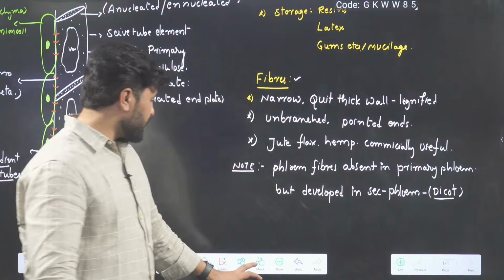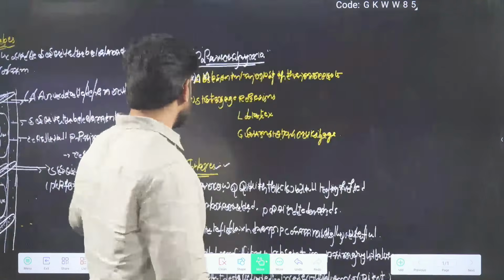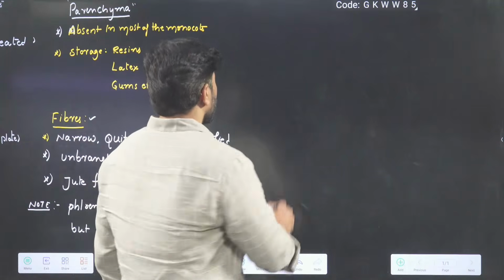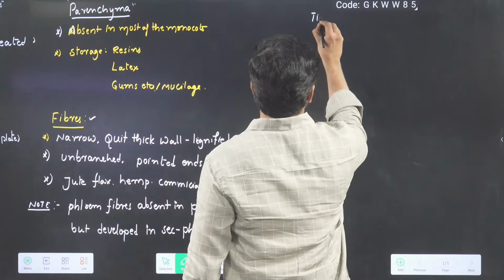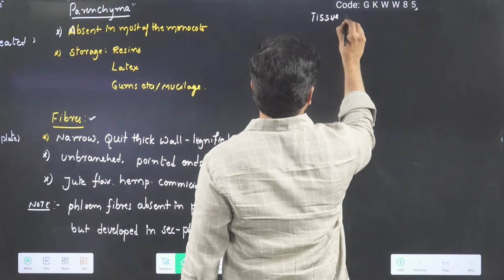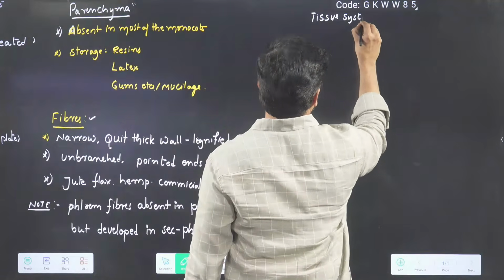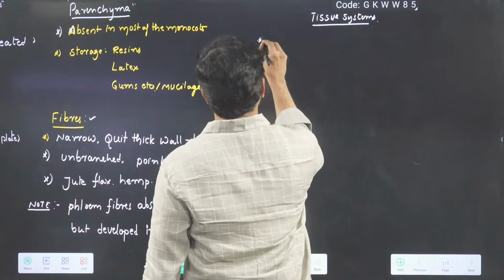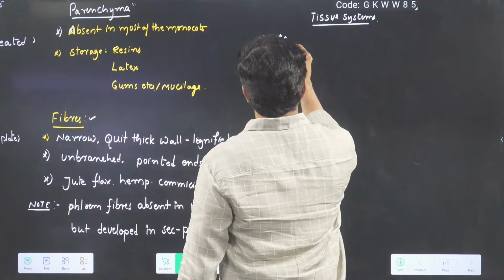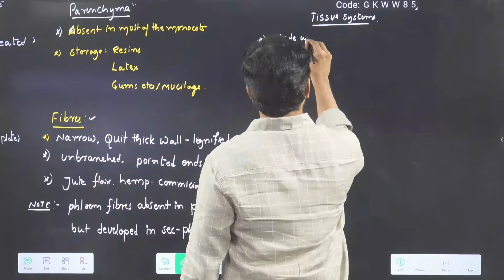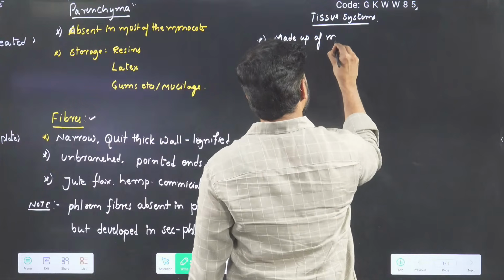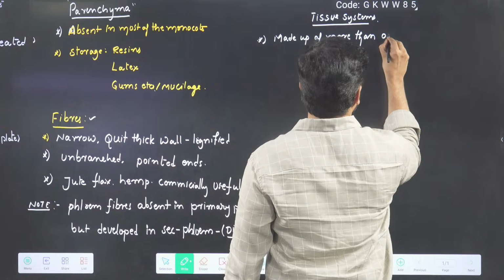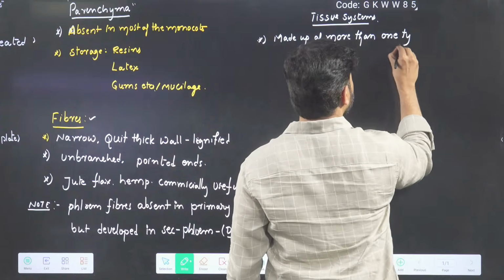Fine. Then after the complex tissues discussion, let us talk about tissue systems. What are the tissue systems and their story? Made up of more than one type of cells.